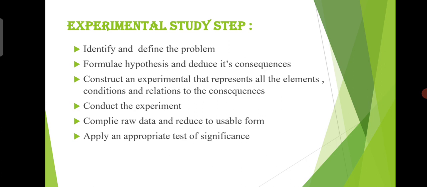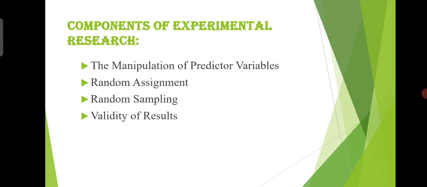First, we have to identify and define the problem. Next, formulate the hypothesis and its consequences. Construct an experiment that represents all the elements, conditions and relations to the consequences. Conduct the experiment, collect raw data and reduce it to usable form. Apply an appropriate test of significance.